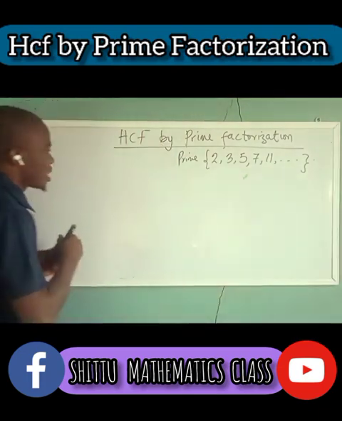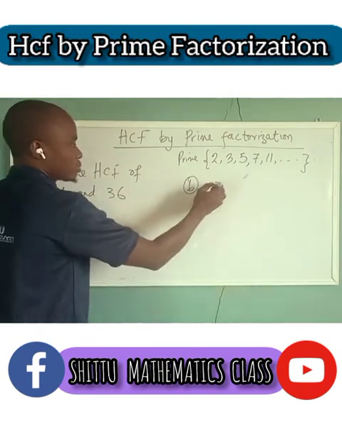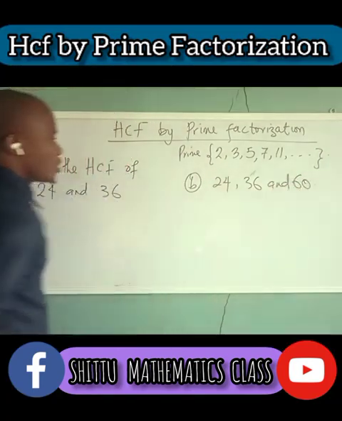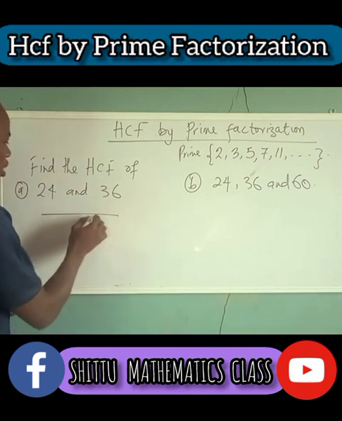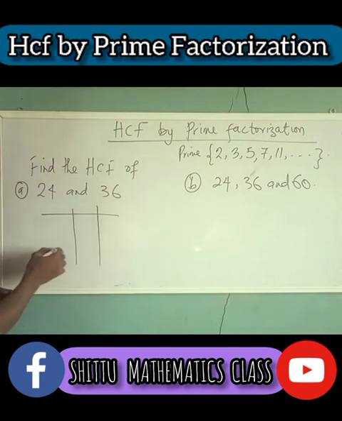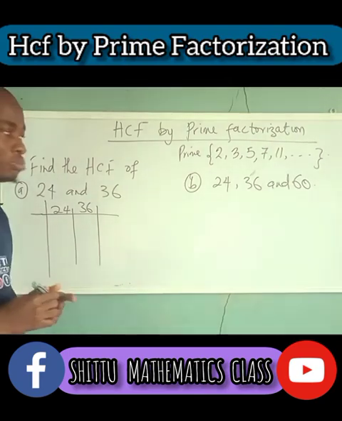So now we have this example. Find the HCF. So now let's start from here. We are going to draw this table. We have 24 here, then we have 36.